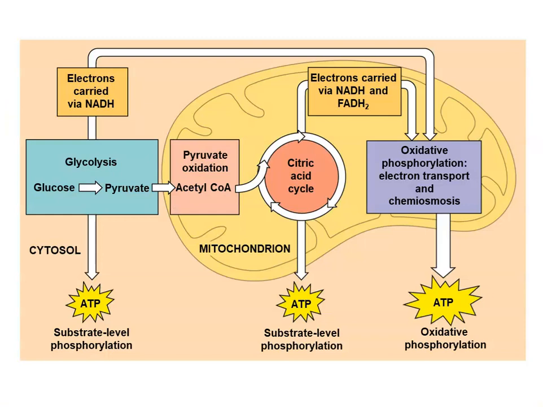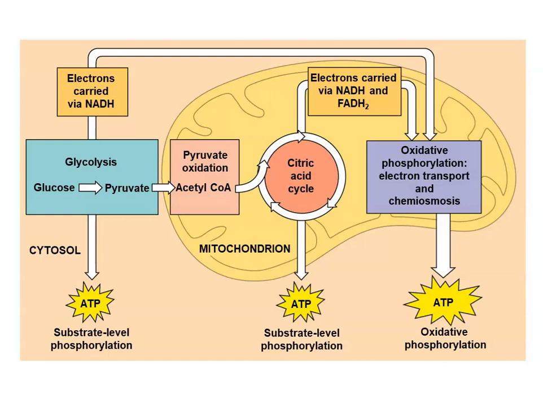Now, not every cell, prokaryotes specifically, is going to be able to enter the citric acid cycle or go through the electron transport chain as well as chemiosmosis and oxidative phosphorylation. If oxygen is not available, or if you don't have the mitochondria organelles present, the only part of cellular respiration cells are able to undergo is glycolysis.